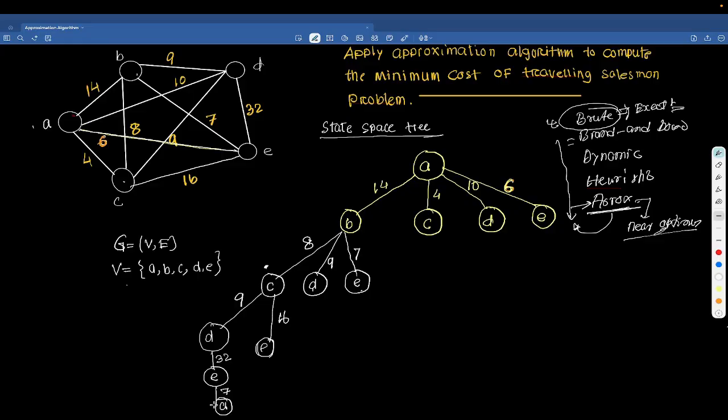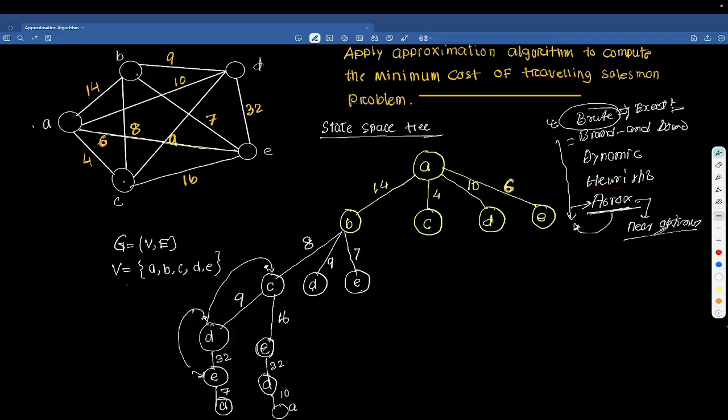Then we can backtrack to node E. In E also, there is no other path to explore. We can backtrack to D. From D also, there is no path to explore. We'll go back to node C. From C, I can go to E, and from E, I can go to D. The cost of E to D is 32, and from D, he can return to node A. And D to A cost is 10.